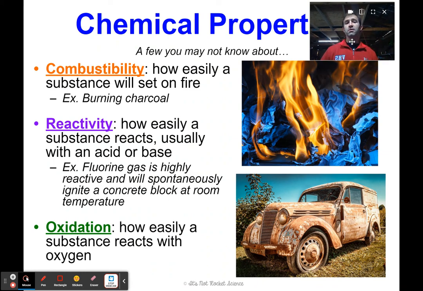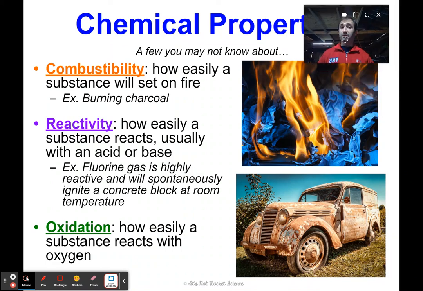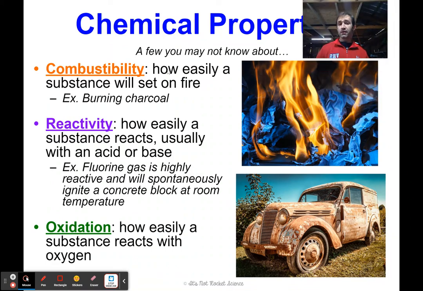No good. So a few you may know about the chemical properties are combustibility, how easily a substance will set on fire, like burning charcoal. Okay, so how combustible is it? How reactive is it? How easily a substance reacts, usually with an acid or a base, like fluorine. We'll learn when we learn the periodic table. Fluorine is the most reactive non-metal, right? Super reactive up here on the periodic table. It reacts with basically anything. So it says fluorine gas is highly reactive and will spontaneously ignite a concrete block at room temperature. It's pretty intense. We'll mess around with fluorine.